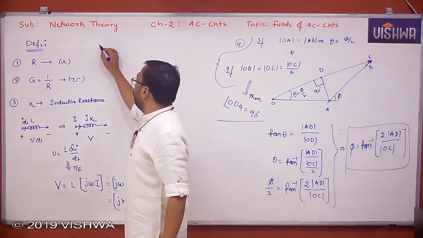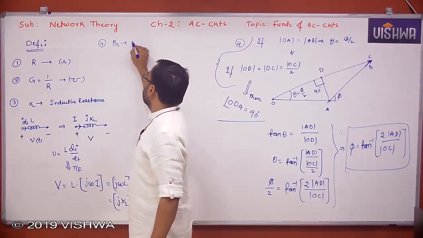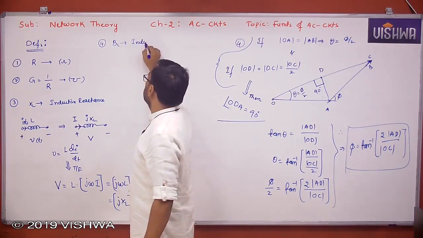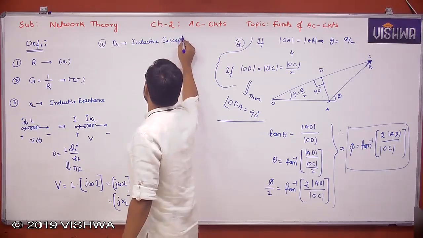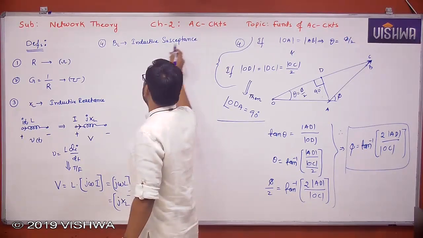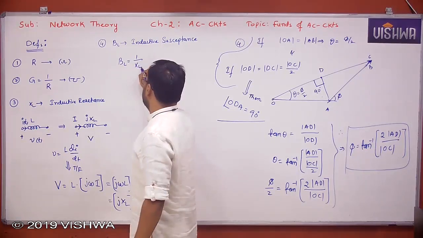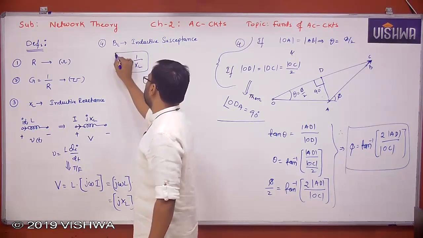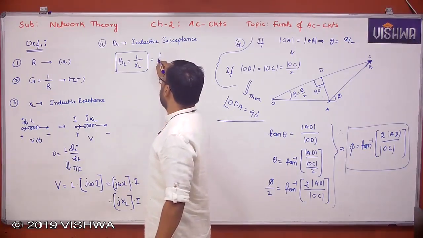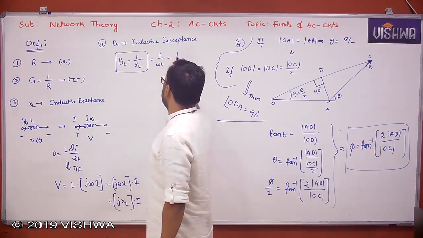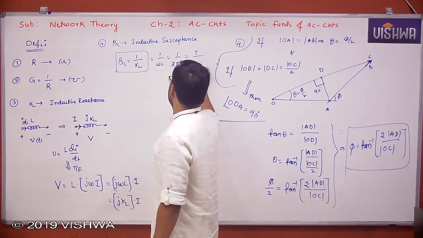Third, then fourth one is you have BL, inductive susceptance. What is inductive susceptance? The reciprocal of inductive reactance is nothing but inductive susceptance. Okay? It's nothing but 1 by omega L, nothing but 1 by 2 pi FL, nothing but capital T by 2 pi L.